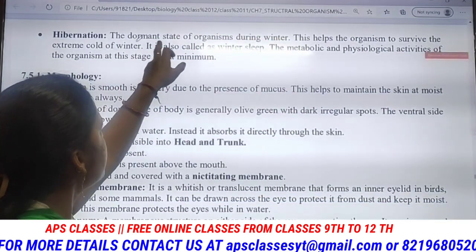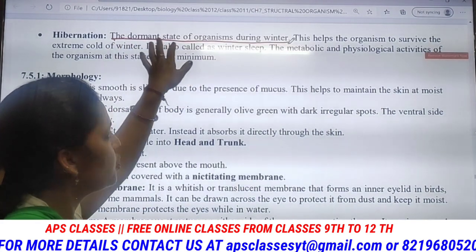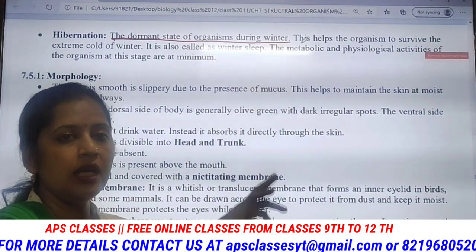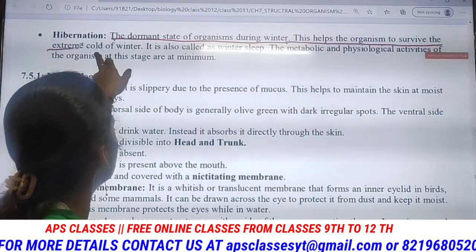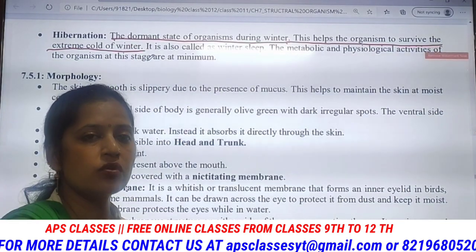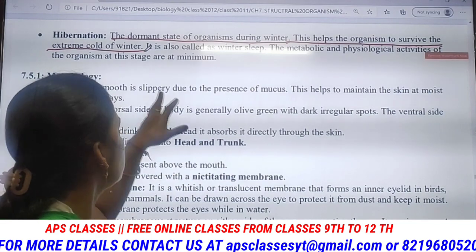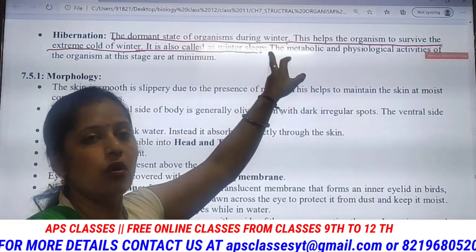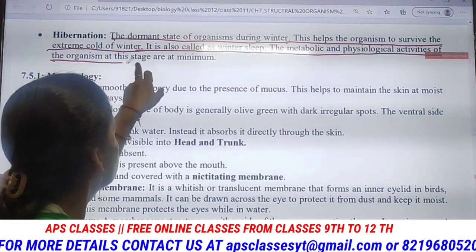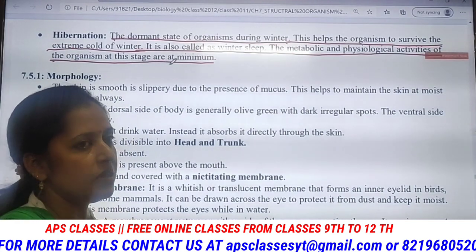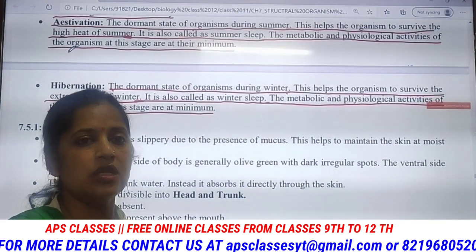Next is hibernation, the dormant state of the organism during the winter. Estivation is the dormant stage at the time of summer, whereas hibernation is the dormant state of the organism during the winter. This helps the organisms to survive the extreme cold conditions of the winter. For that reason it is also called winter sleep. The metabolic and physiological activities of the organisms at this stage are at minimum, just as in the case of estivation.